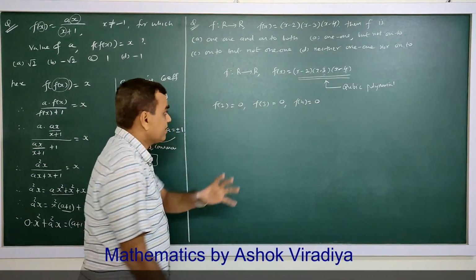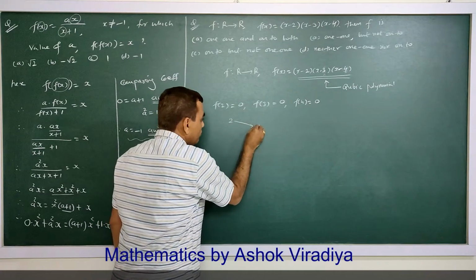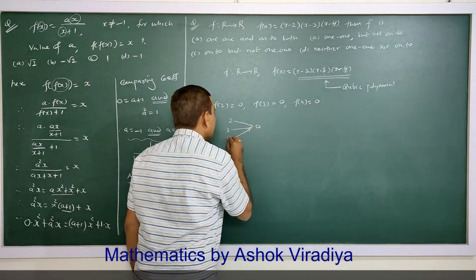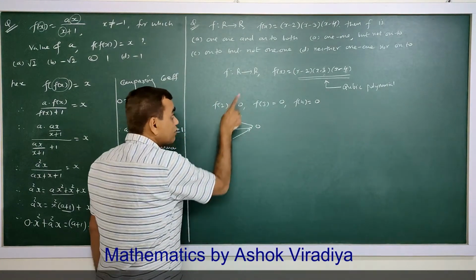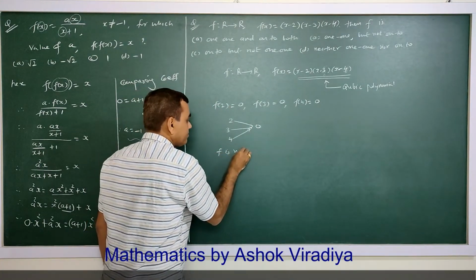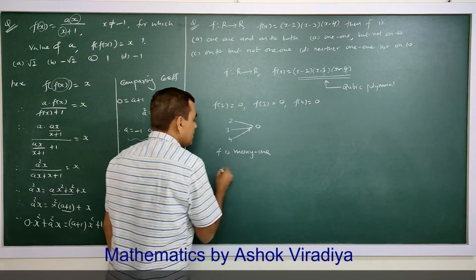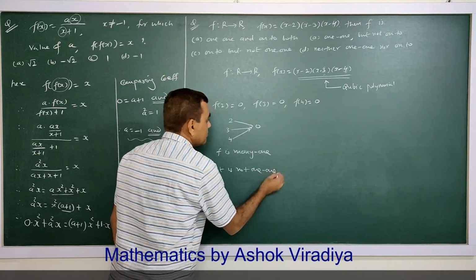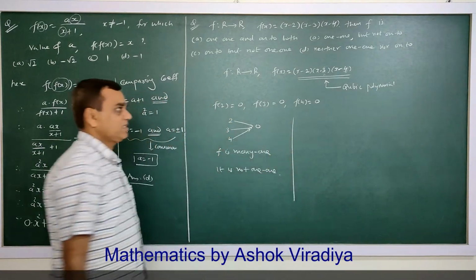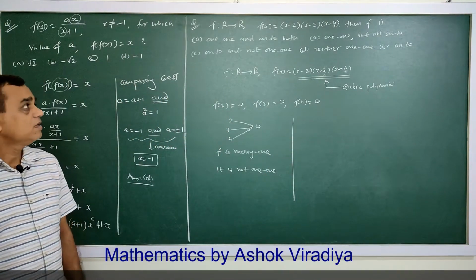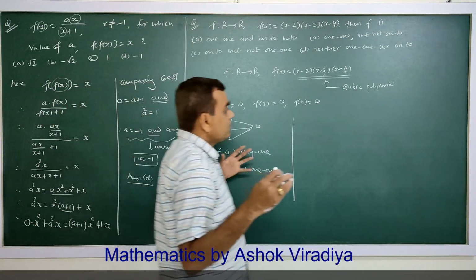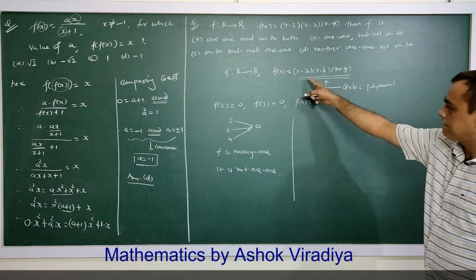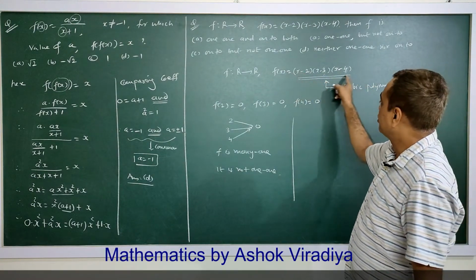So see what is happening. Image of 2 is 0, image of 3 is also 0, image of 4 is also 0. So this function is many-one. So it means it is not 1-1. Function is not 1-1. Now we discuss ontoness. Now look here, this is a cubic polynomial.